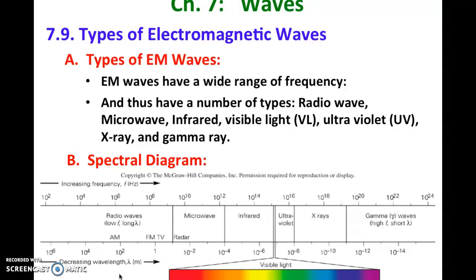Electromagnetic waves have a wide range of frequency and thus have a number of types in their spectrum, including radio waves, microwaves, infrared, visible light, ultraviolet, X-ray, and gamma rays, in increasing order of frequency or decreasing order of wavelength.